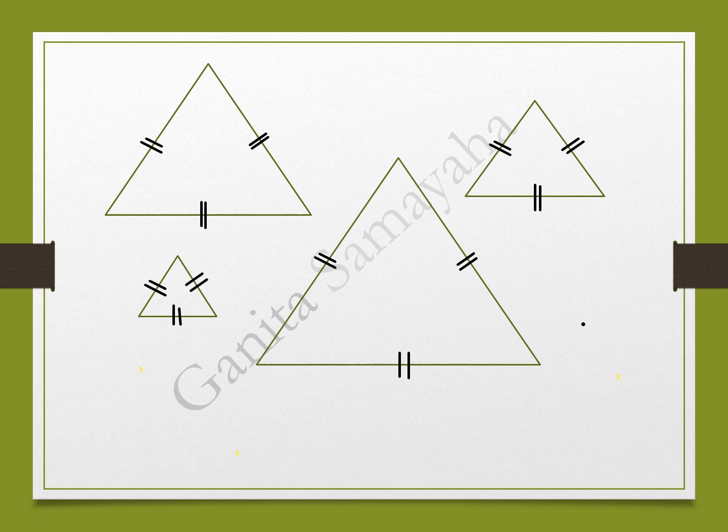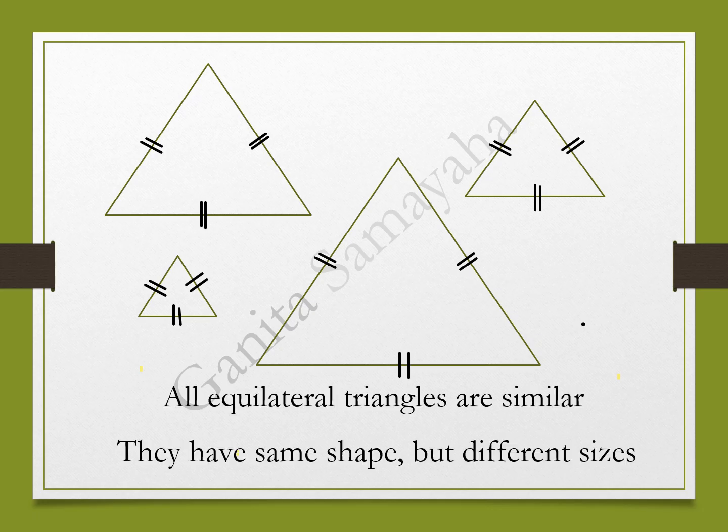What do you see here? Equilateral triangles. What can you say about the similarity of equilateral triangles, children? Yes, they are all similar. All equilateral triangles are similar. They also have the same shape but different sizes.